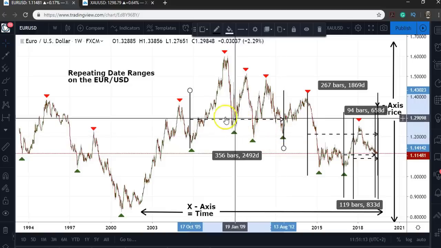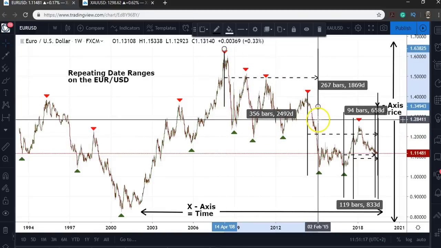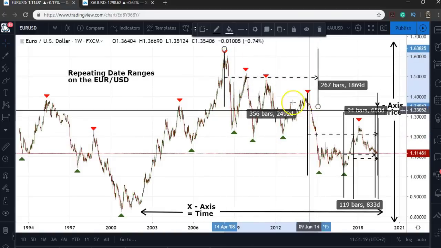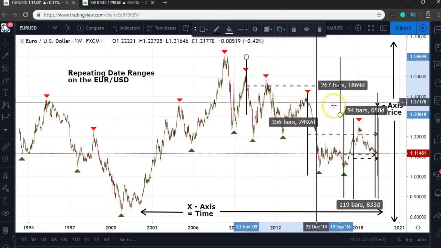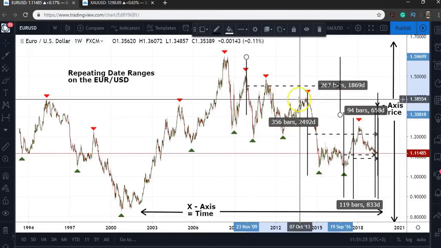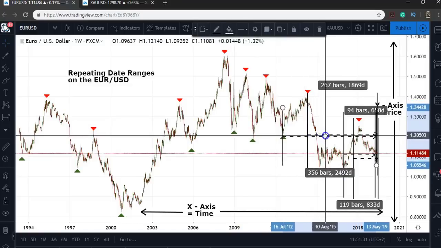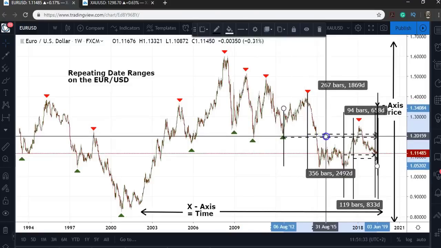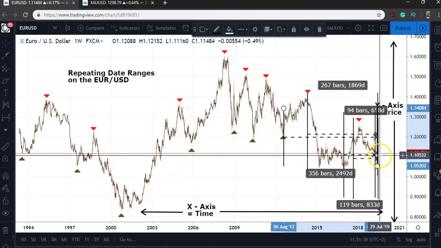We have this low to that low. We have that high almost spot on with this low over here. We have that high close in with that low, and just move it forward again until it is close to where our actual time or price is trading at the moment.